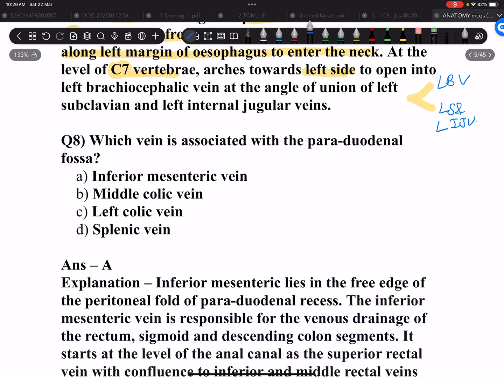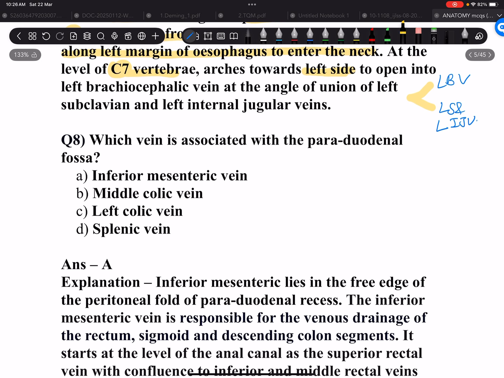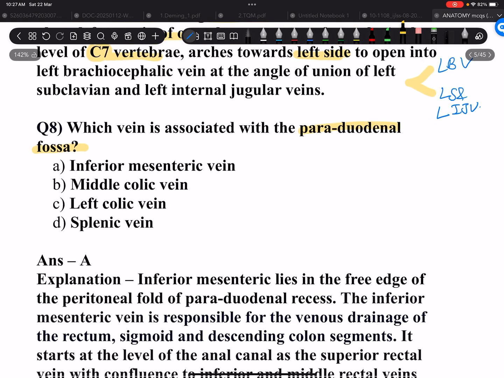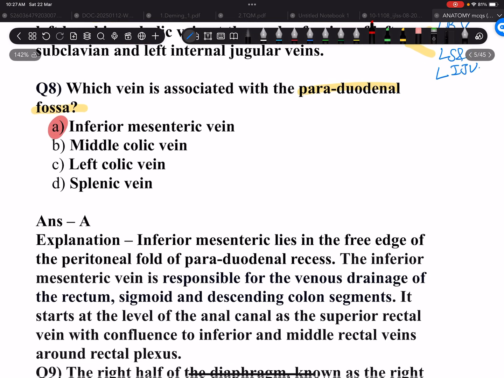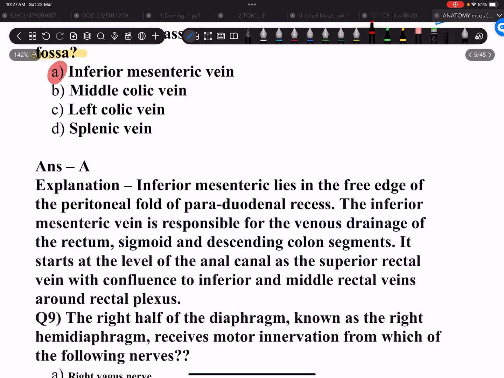Let's come to another question of this series. I hope you guys are liking this. So please do share this with your friends. Question 8: which vein is associated with the paraduodenal fossa? See this. What is the answer? Inferior mesenteric vein, middle colic vein, left colic vein, splenic vein. Answer is, yes, you guys are right: inferior mesenteric vein. Let's see the explanation regarding this.